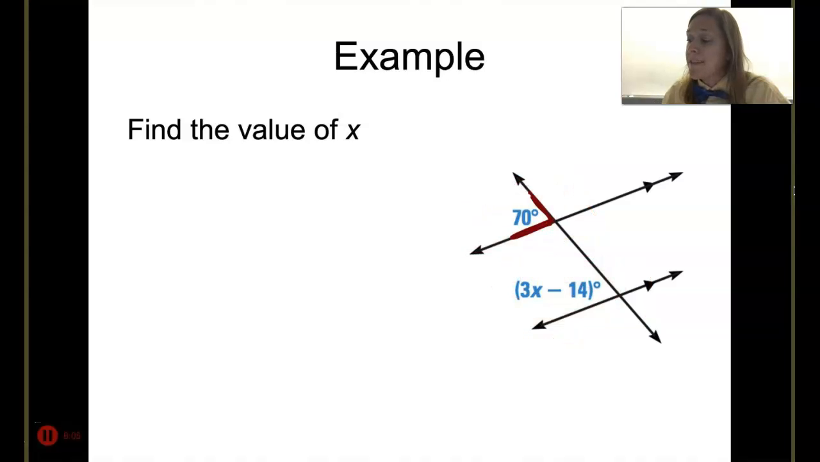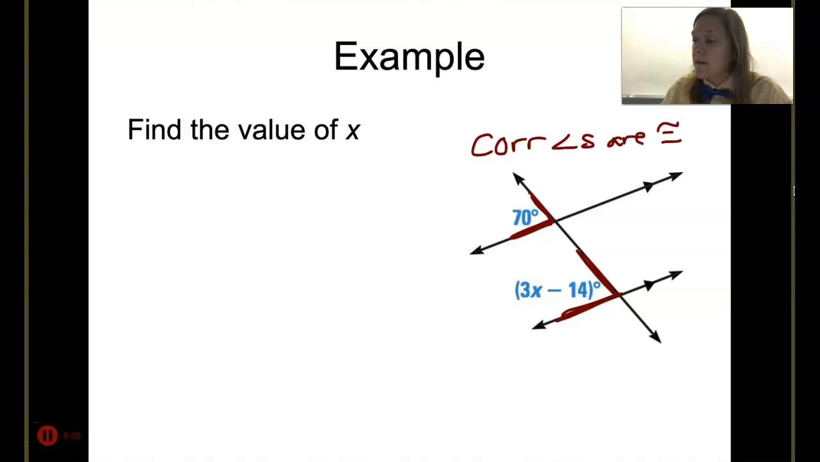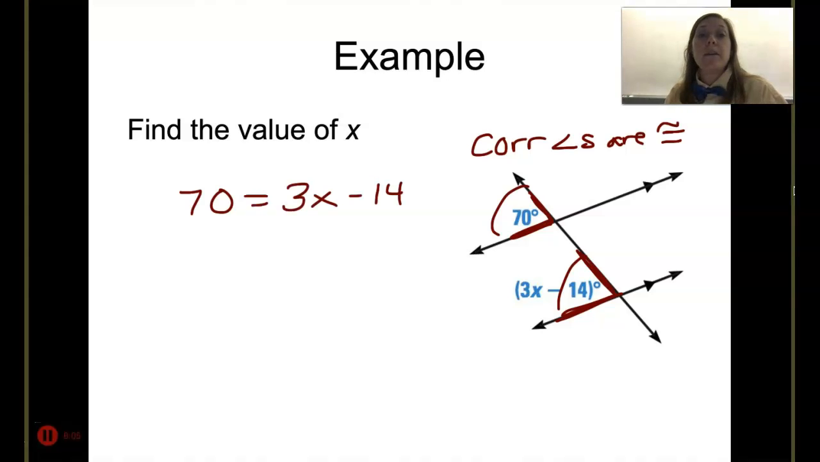Okay, so because I have parallel lines, what's true about corresponding angles? Remember we said corresponding angles are congruent, in our boxes when we were filling in our boxes. So because they're congruent, that means they are the same. So I'm going to set 70 equal to 3x minus 14. Can we solve that equation?